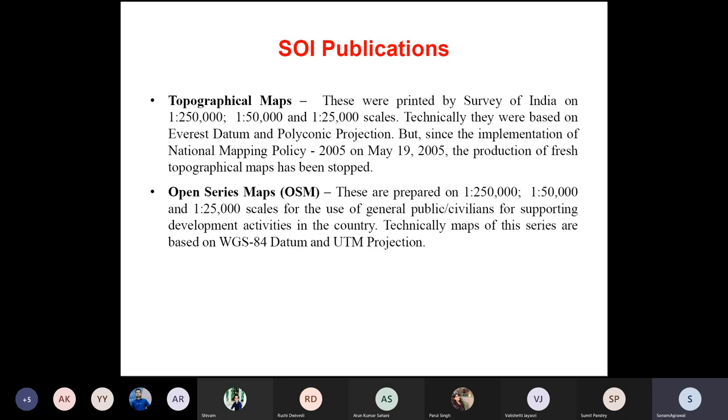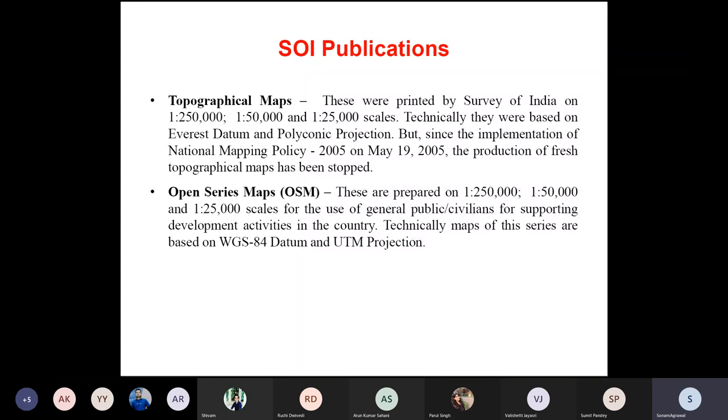Now we are coming only to the things that we are interested in. First, they printed the topographical map. I have shown you the map in the ArcGIS software just now. That one was the example of a topographical map, and it was surveyed in 1972-1974. These maps were based on the average datum, and they have a polyconic projection.